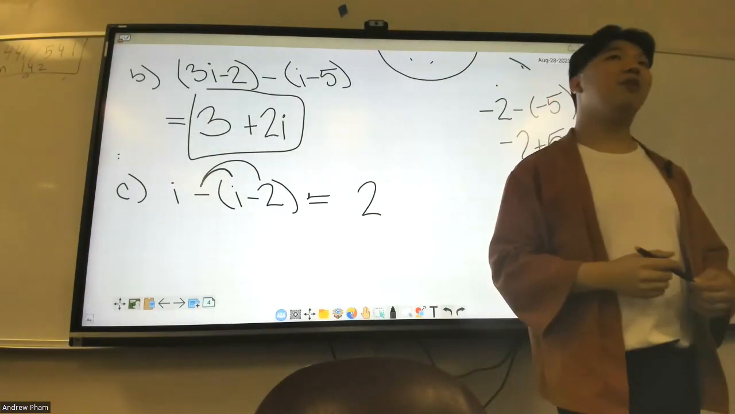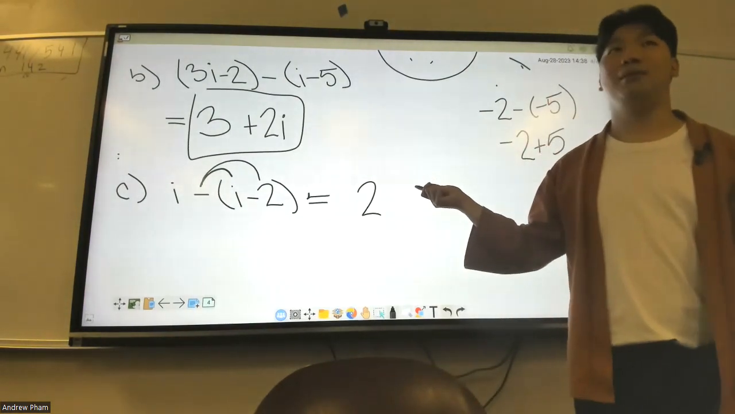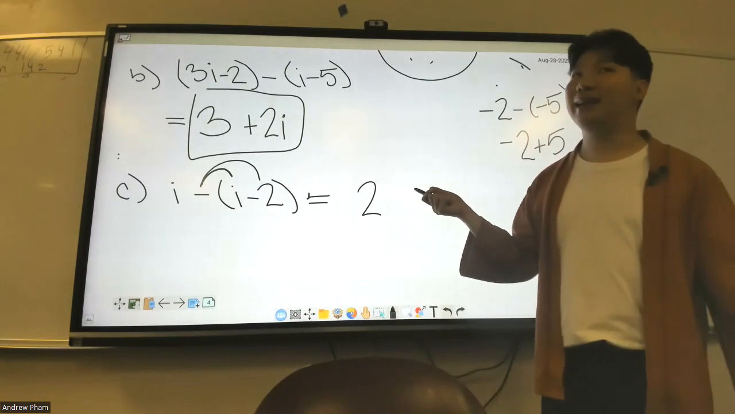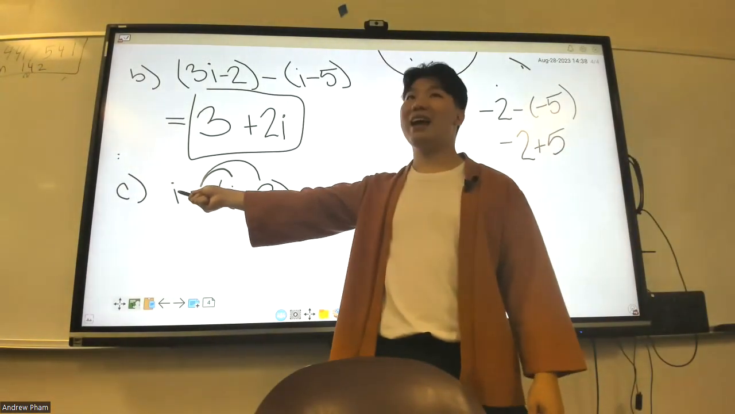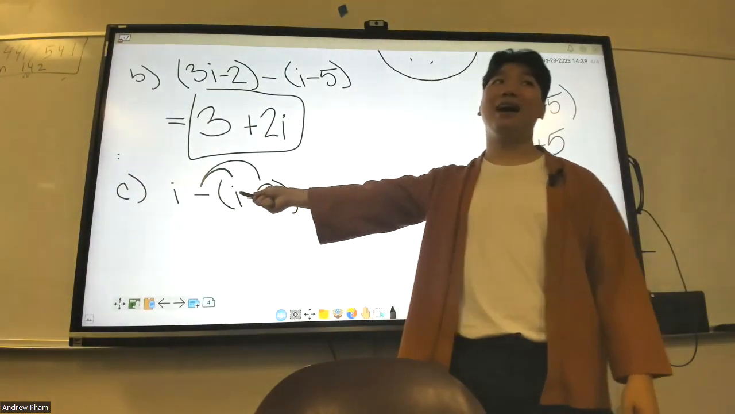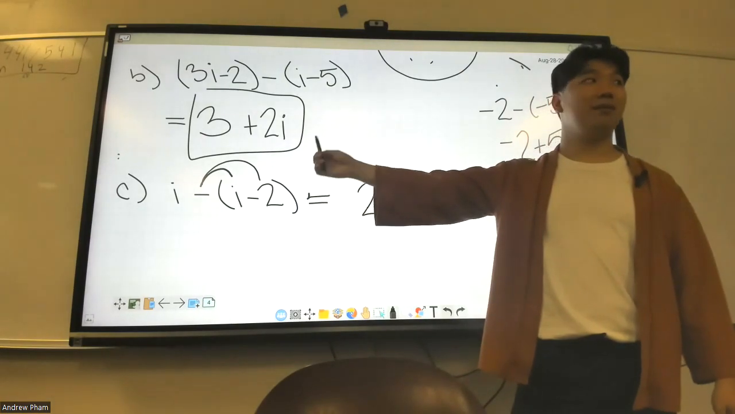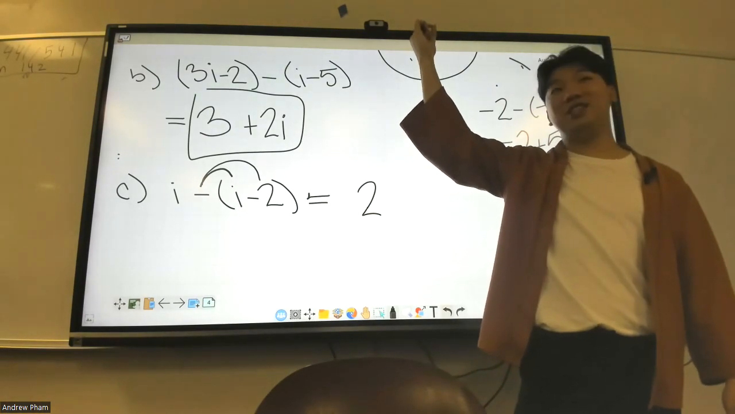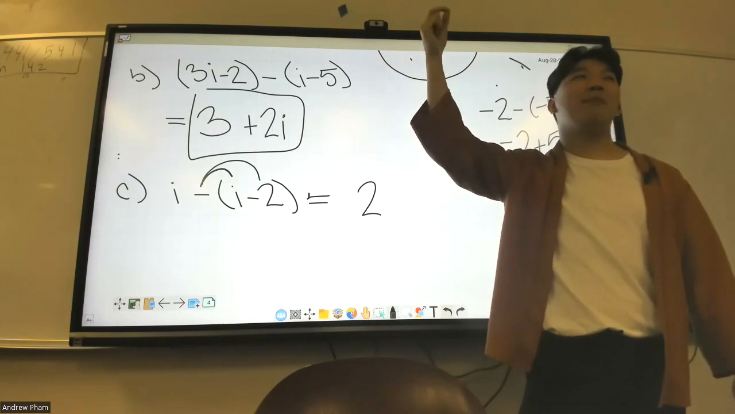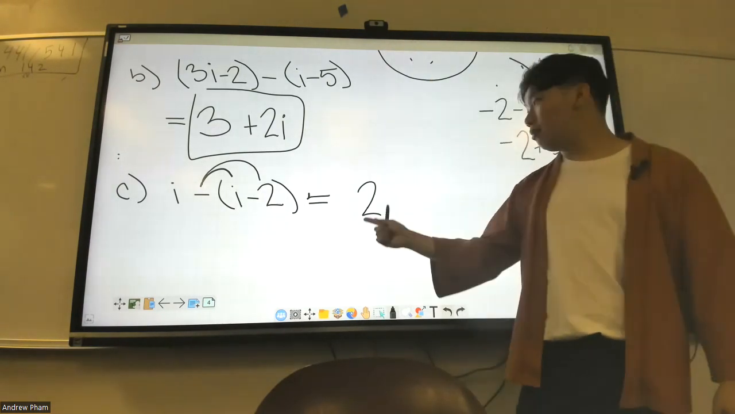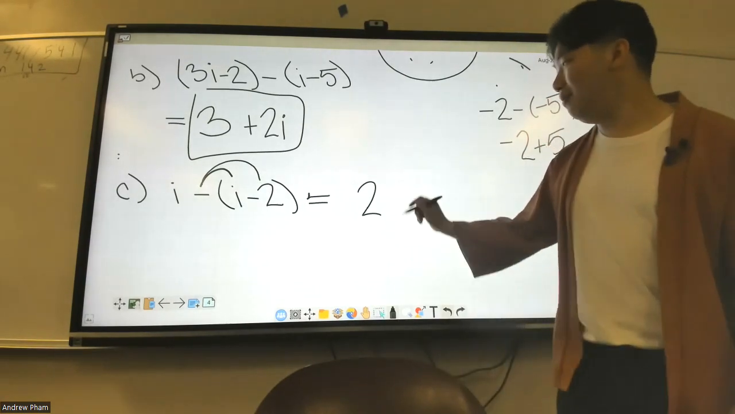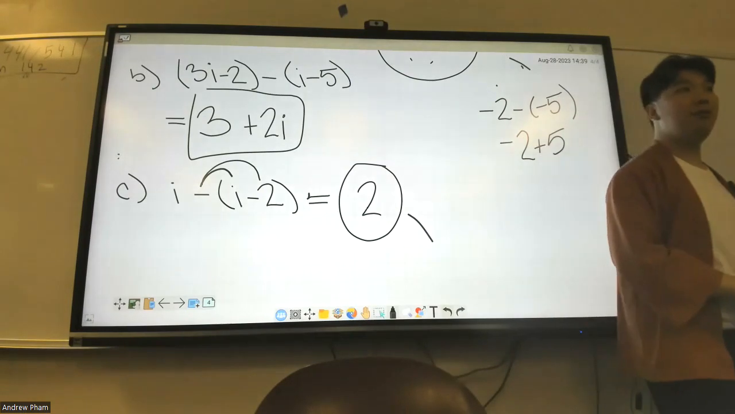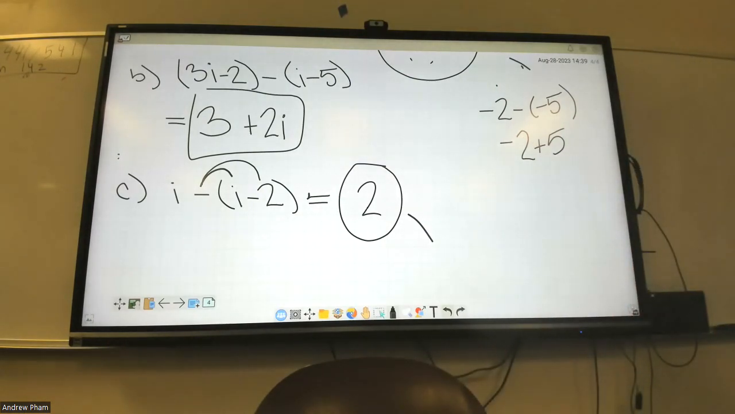What about my imaginary part? What's the imaginary part of my final answer? What do I get, if anything? Let's see, I got i minus i, 0. If I told you what 2 minus 2 was, you would say 0. i minus i, we get 0. So I'm not going to bother putting +0 on there. So my final answer actually has no i on there because it canceled out.